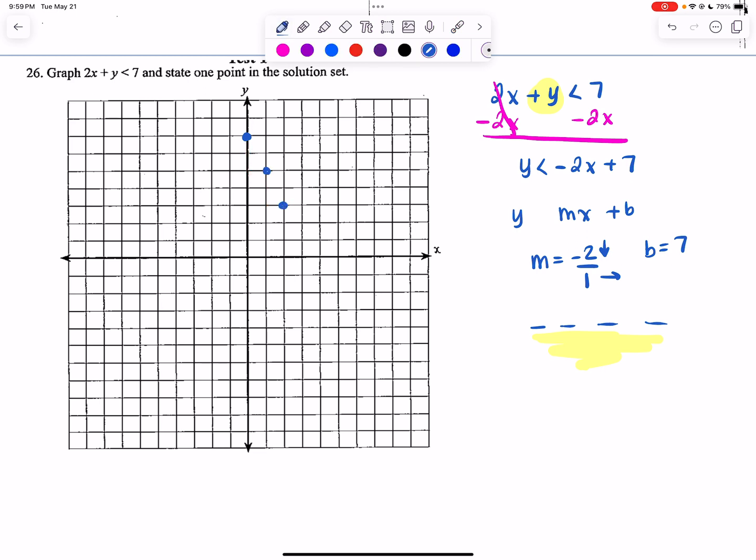So let's plot. And then I run out of room. So you know me, I like to go up and backwards. So now I'm going to go up 2, left 1, and I run out of room again. Now we're going to connect a line going through those points. And it's going to be a dashed line. It has to be a dashed line. If you don't do a dashed line, you lose points. So now I'm going to draw an arrowhead. You have to have an arrow.